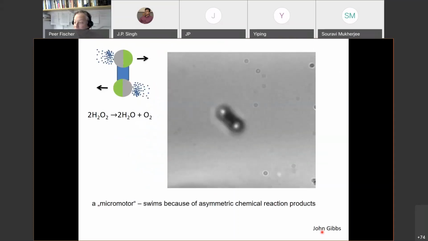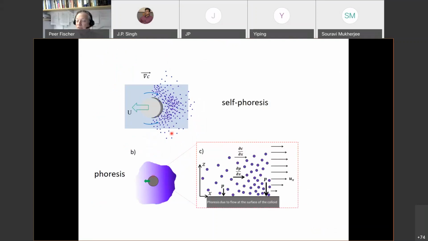Here is a system that John Gibbs made. He'll be talking later in the meeting. This is with platinum in a hydrogen peroxide solution. There are two linked together by a bar, and they keep rotating. And they keep in motion as long as there's fuel. Now, the curious thing in this whole thing is that if we take this colloid here and it, for instance, moves from right to left, it isn't because there's a pressure on this system.